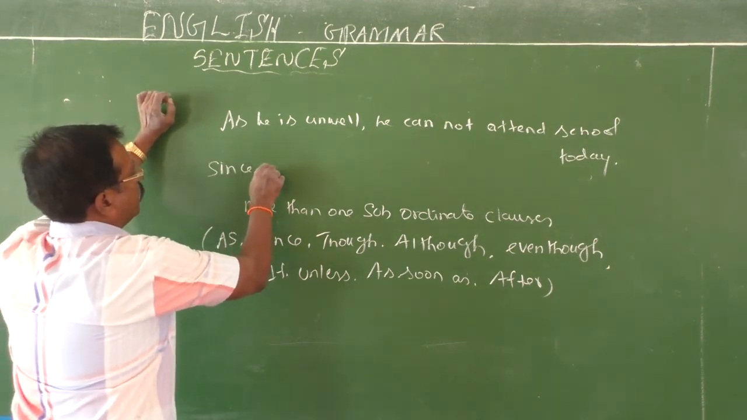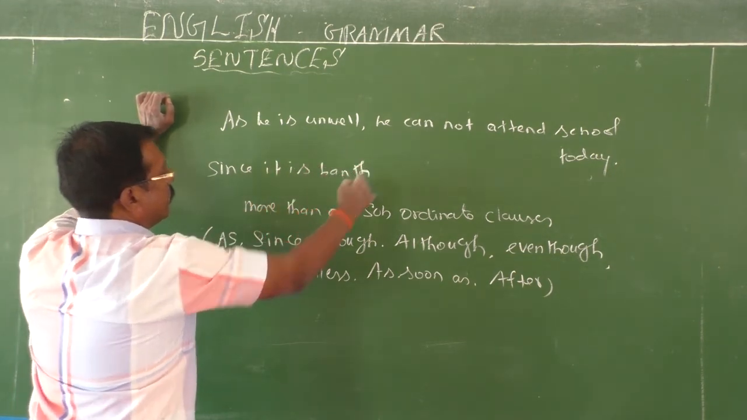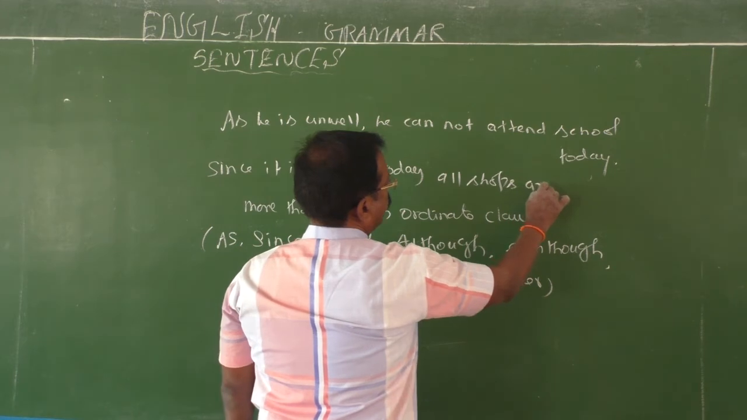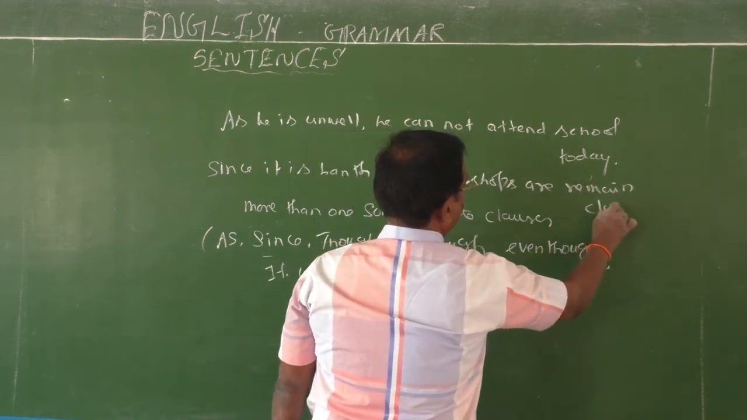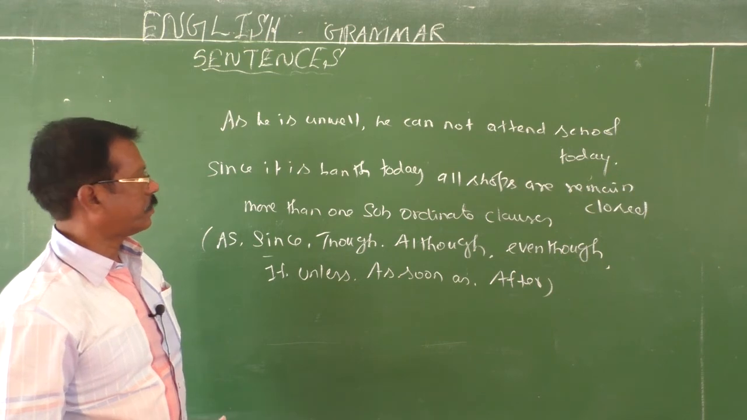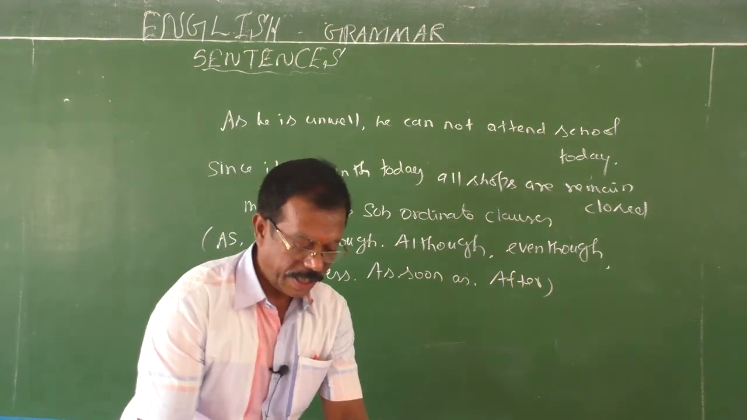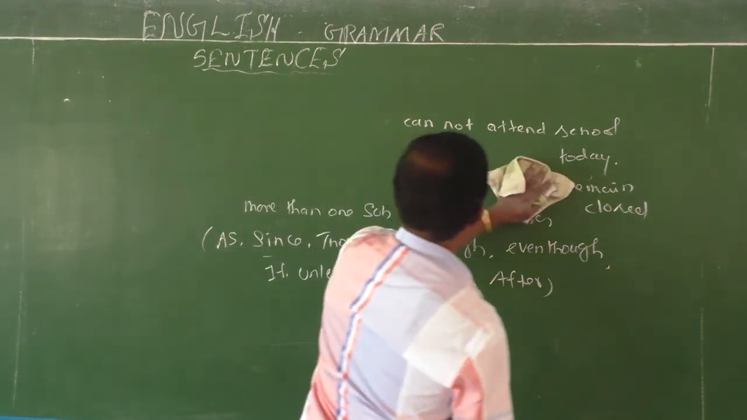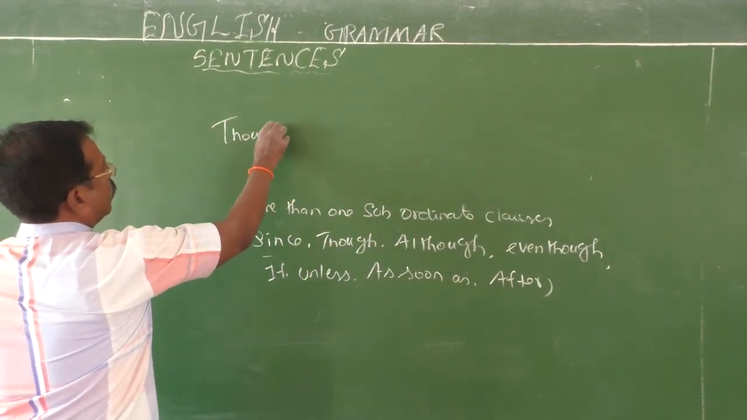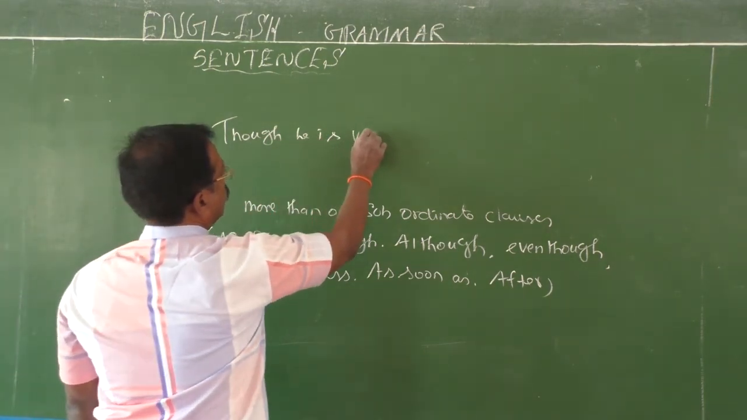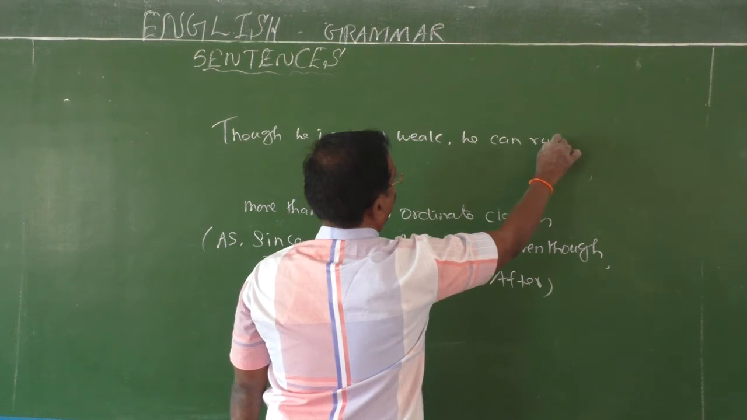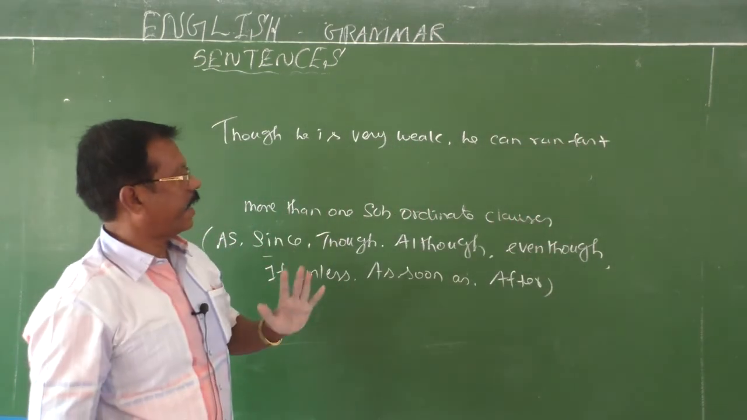Since it is bandh today, all shops remain closed. Since it is bandh today, all shops remain closed. Though he is very weak, he can run fast. Though he is very weak, he can run fast.